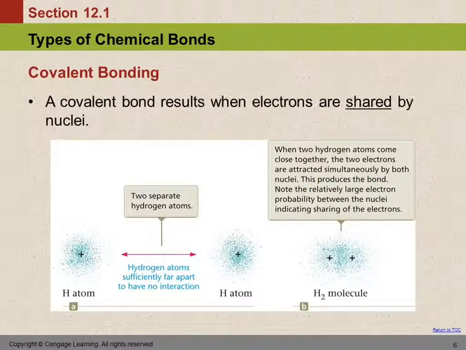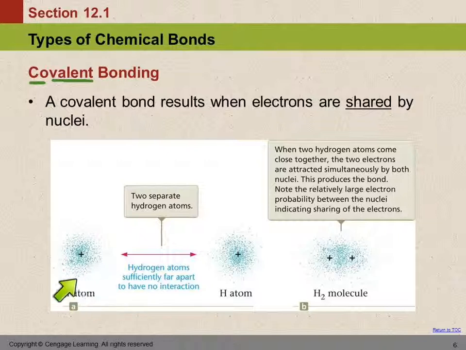And then we have covalent bonding. Covalent has two parts in that word. There's co and valent. Co means sharing. In a covalent bond, we've got electrons that are being shared.